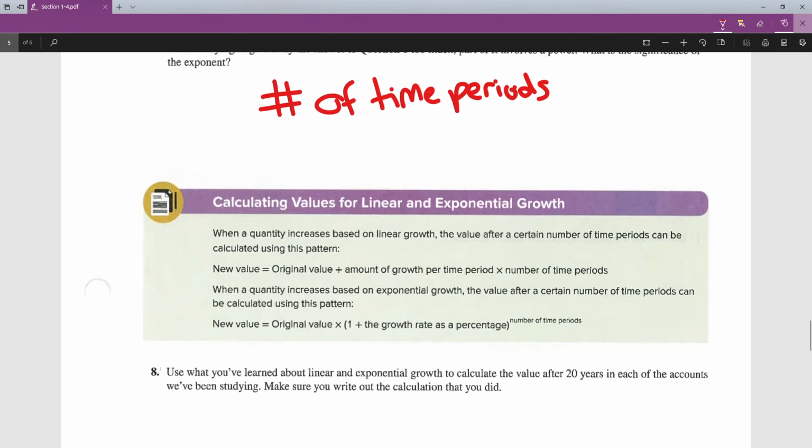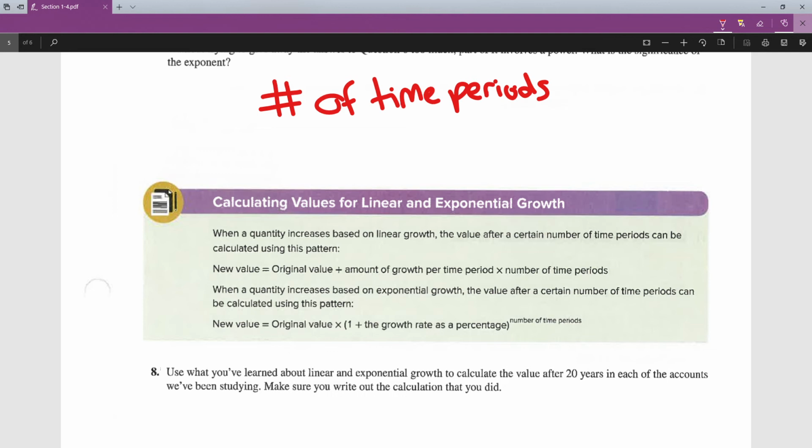In the purple box, they summarize all this for us. It says when a quantity increases based on linear growth, the value after a certain number of time periods can be calculated using this pattern. The new value equals the original value plus the amount of growth per time period times the number of time periods. When we're looking at exponential growth, the value after a certain number of time periods can be calculated using the new value equals the original value times 1 plus the percentage raised to the number of time periods as an exponent.